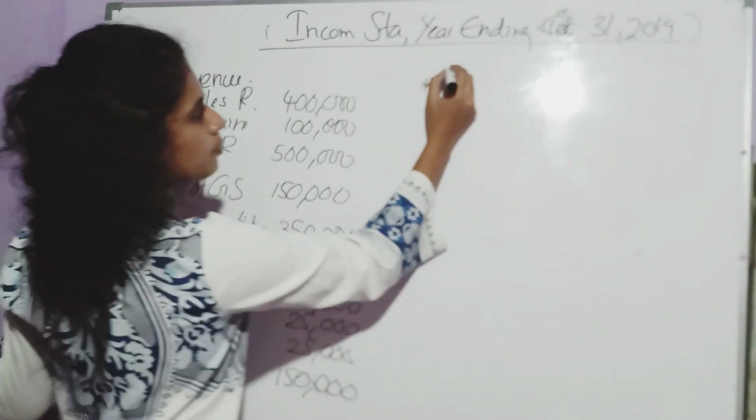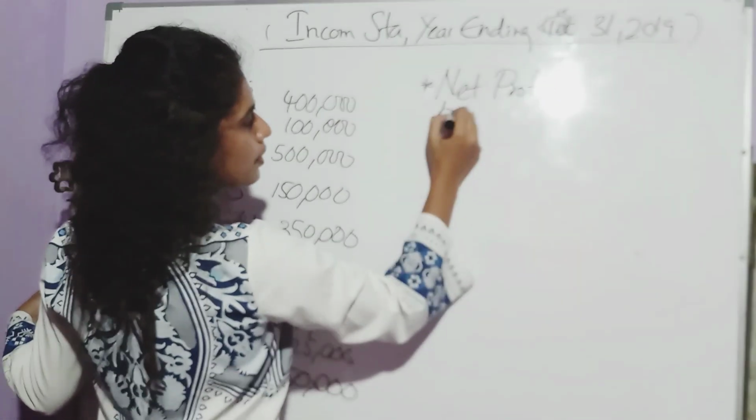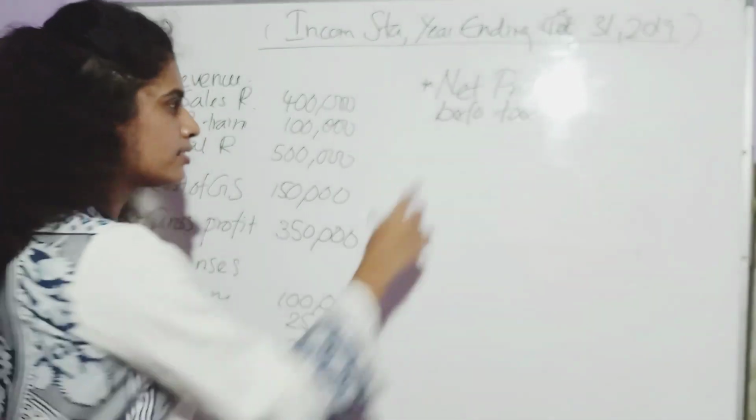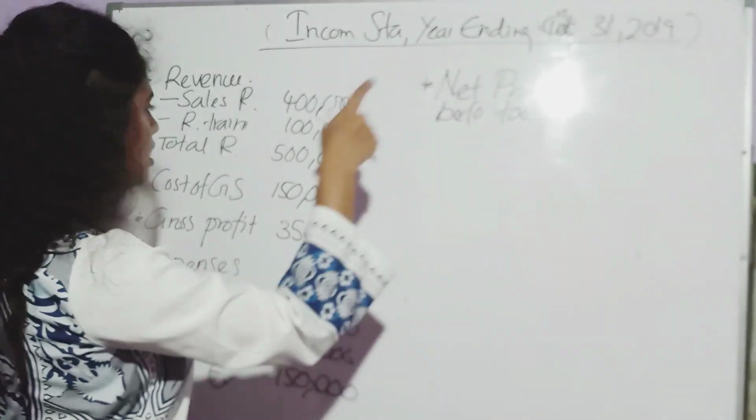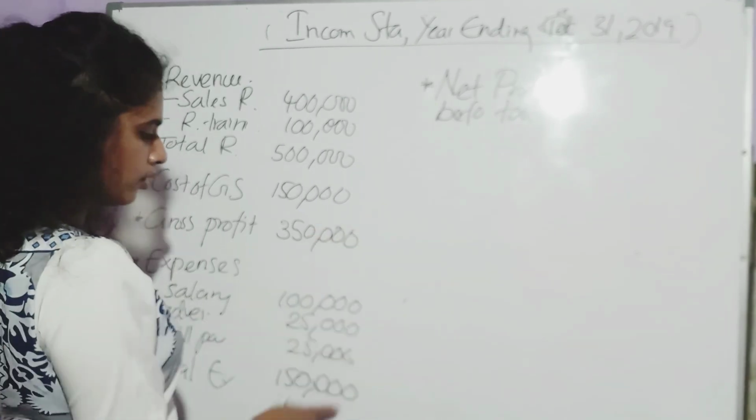Then the next point, net profit before tax. Now remember, what does net profit before tax mean? Total revenue minus cost of goods sold and total expenses.